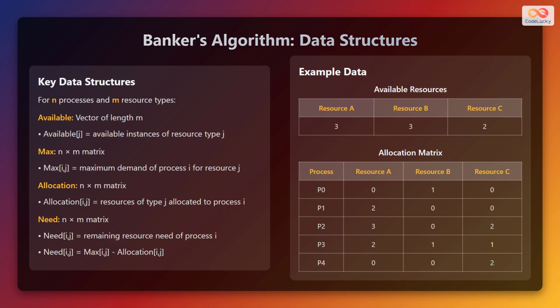To illustrate, we have an example data. The available resources are 3 of resource A, 3 of resource B, and 2 of resource C. The allocation matrix shows the current allocation of resources to each process P0 through P4. For example, P0 has 0 of A, 1 of B, and 0 of C.